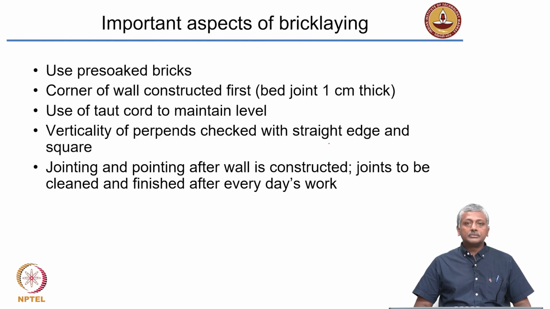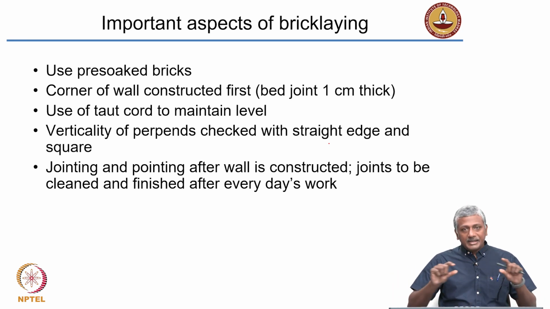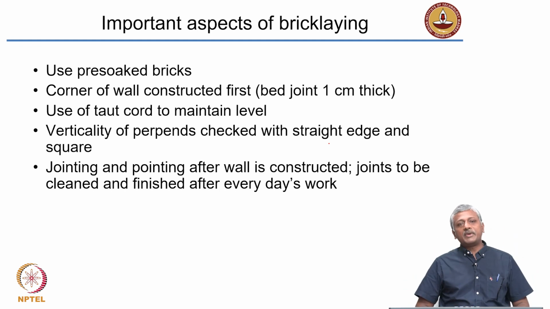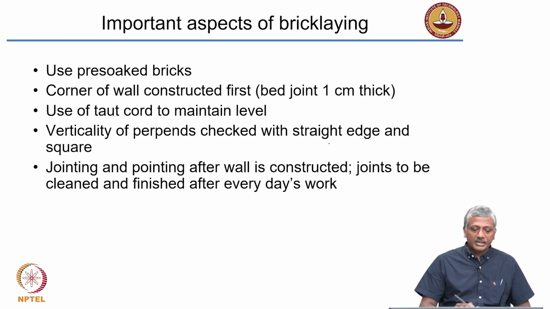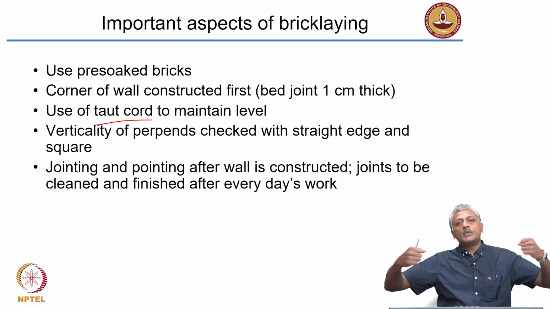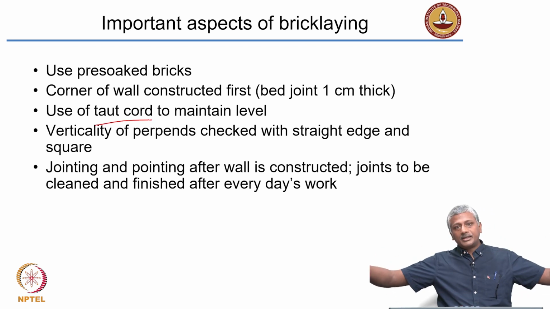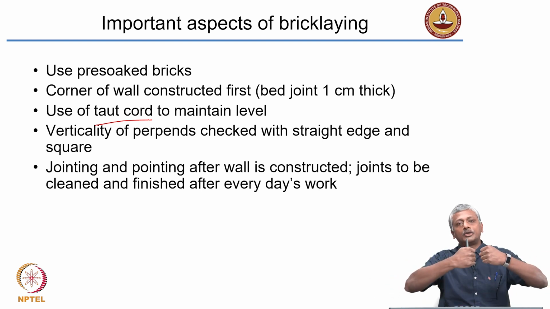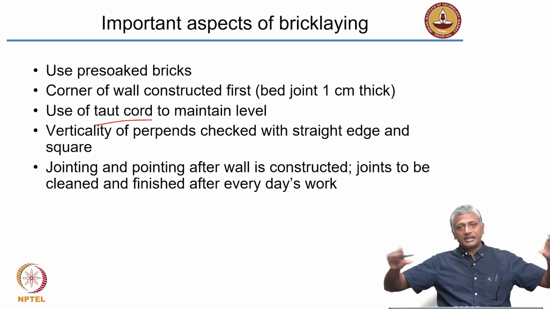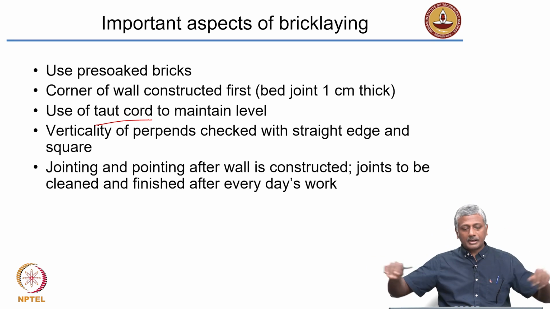Now, again coming back to the overall process of masonry, you need to use pre-soaked masonry units or pre-soaked bricks. Again, this is to avoid the absorption of moisture from the mortar. The corner of the wall, as I said, is constructed first and then you move towards the center. The level in each masonry course has to be maintained properly, and that is maintained by using a string or a cord which is held very tightly, okay. And then you establish the verticality with a plumb bob and use this cord, pull it very tightly to ensure that each brick is placed exactly in a horizontal line.